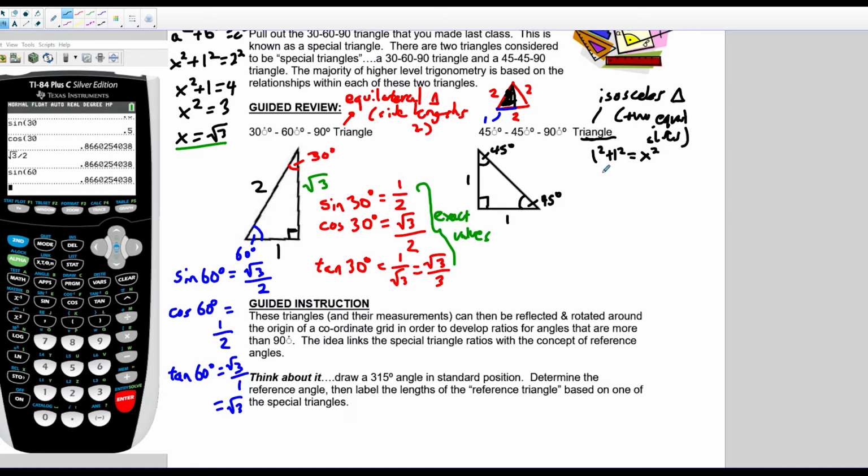A quick calculation for our hypotenuse: we have 1 squared plus 1 squared is equal to, let's call that x squared. So we have 2 is equal to x squared, so x is equal to the square root of 2, so we can go ahead and label that there.